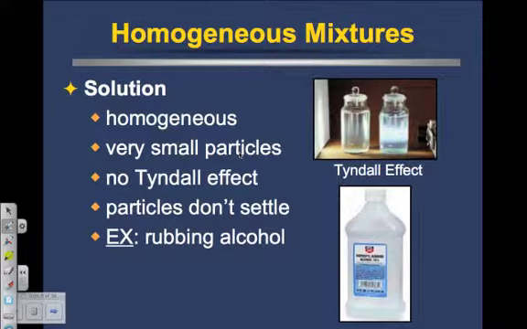They'll also have no Tyndall effect. So basically, if I take a light, I will not see the beam in the light. Okay? So basically, the light can go through it, but you don't actually see a beam being formed. And I'm going to show you a video of that in just a second where you can actually see that more clearly. So rubbing alcohol would be an example of a solution. It has water, it has alcohol in it, and it has a uniform composition.